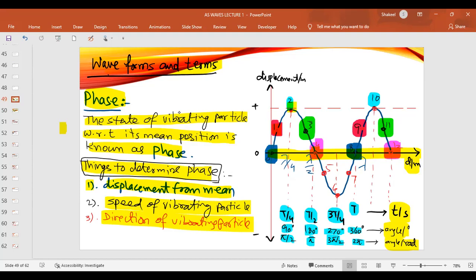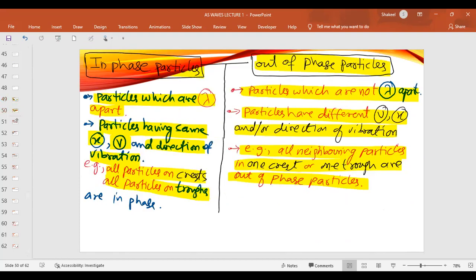And the particles which are out of phase can be 1 and 2, 1 and 3, 1 and 4, 1 and 5, 1 and 6, 1 and 7, 1 and 8, or it can be 2 and 3, 2 and 4, 2 and 5, 2 and 6, 2 and 7, 2 and 8. It can be 4 and 5, 4 and 6, 4 and 7. Like all the other particles which are not lambda apart are actually out of phase. I hope this is clear.